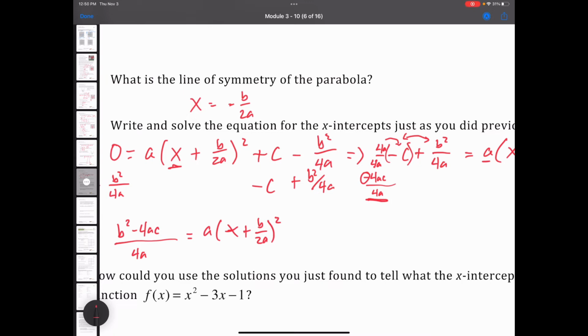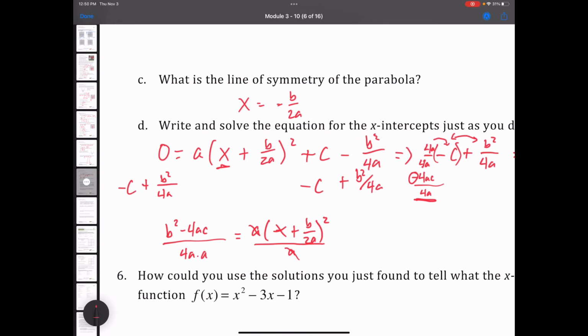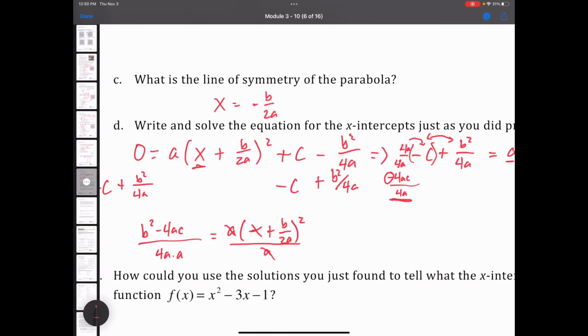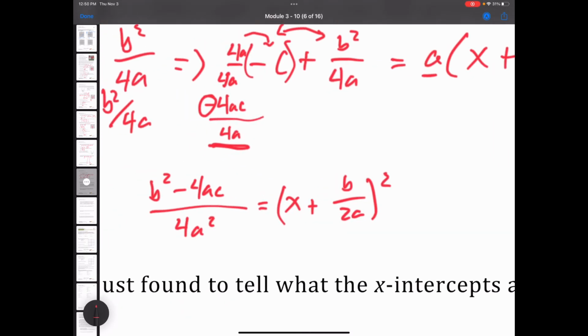quantity squared. Now I can divide out both sides by a. When I'm dividing out by a on the left-hand side, all I have is just an a times a in the denominator now. So I get b squared minus 4ac all over 4a squared equals x plus b over 2a quantity squared. Okay, the next step now is square rooting both sides.